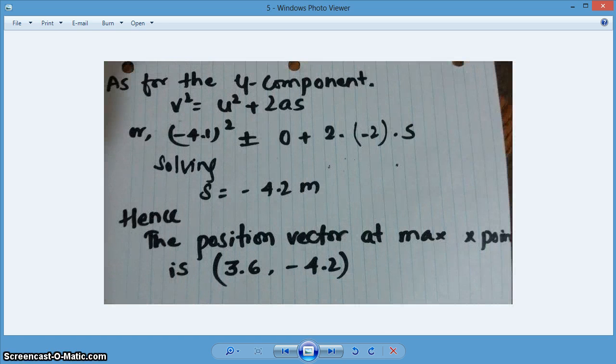And for the y component, we use the same formula. For the final velocity, we have -4.1 squared. That's the value we calculated a couple of slides back. Then the initial velocity is 0, plus 2 times acceleration, the y component of acceleration, that is -2, times the distance. Solving that, we get s equals -4.2 meters. Hence the position vector at the maximum x point is 3.6 on the x component and -4.2 on the y component.